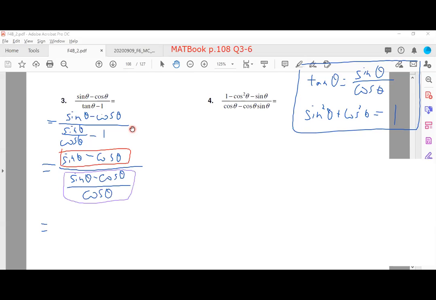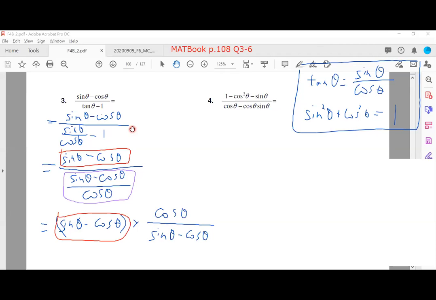Top over bottom, fraction over fraction becomes fraction times the upside down of the fraction. Like this. Okay, so can you see this? This one is the upper one, and the purple one is the lower one, but originally it is divided by that fraction. But now it is changed to multiplied by the upside down of this fraction.